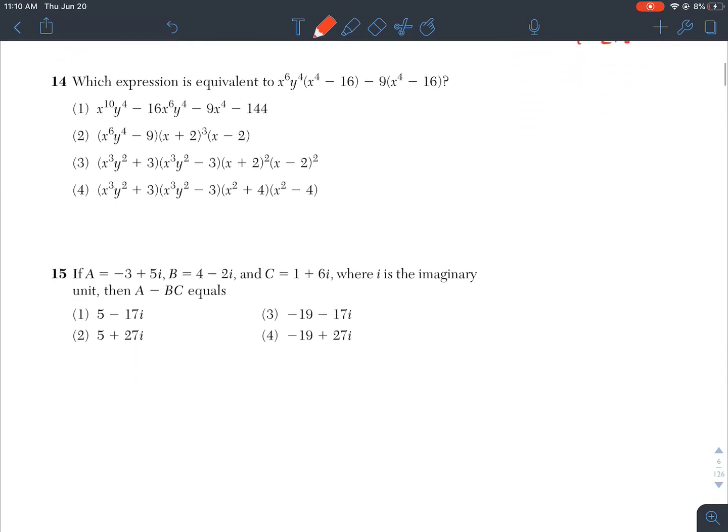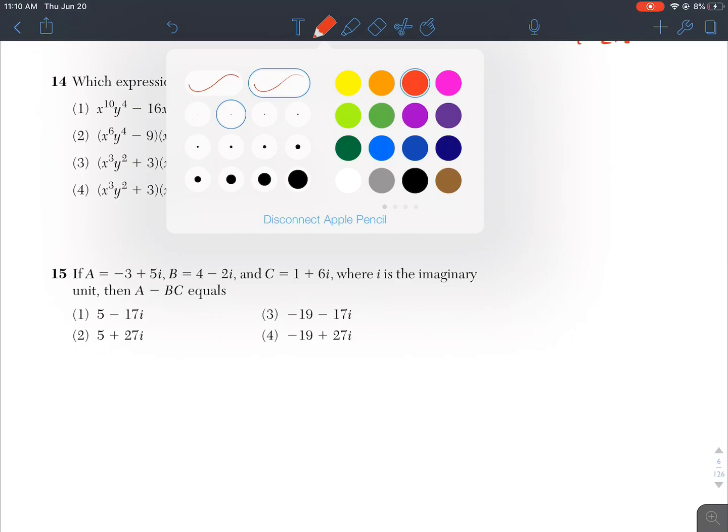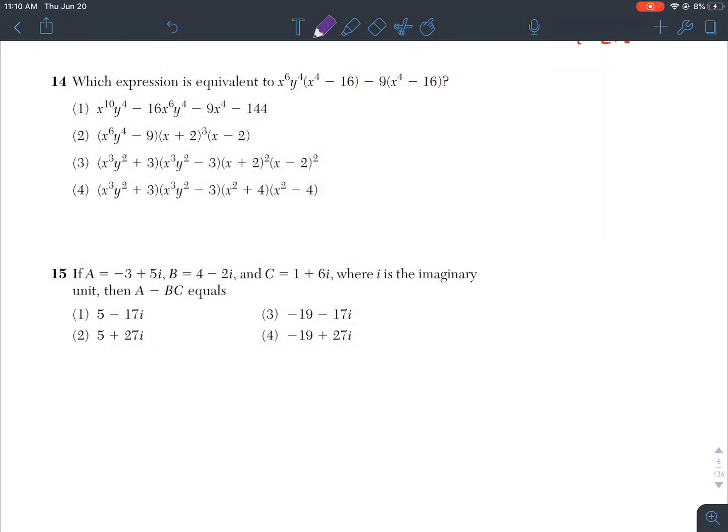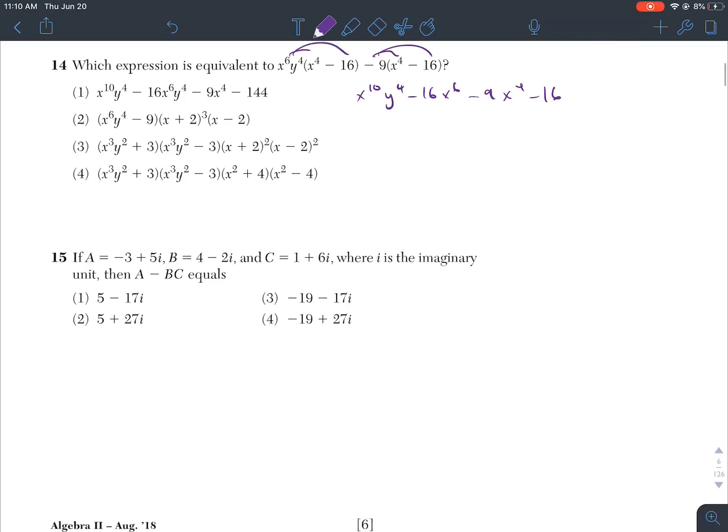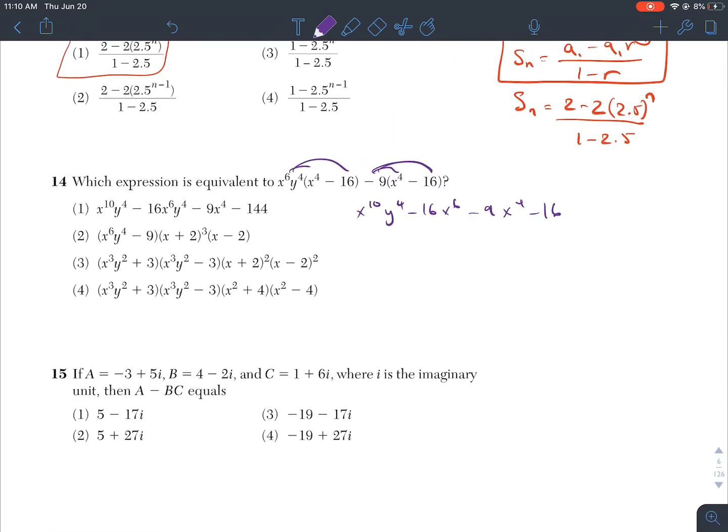Which expression is equivalent to this? All right, so this problem looks terrible too, but this is one of the easier problems on the test, I believe. We just distribute each of these, and we can get x to the 10th, y to the 4th, minus 16, x to the 6th, minus 9, x to the 4th, minus 16. And let's see, is that choice 1? Oh no, it's not 16, it's negative 9 times 16. Sorry about that. That's going to be positive 144.